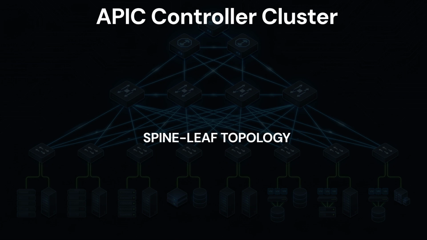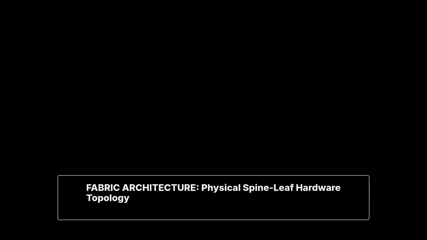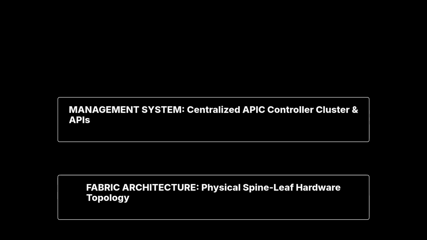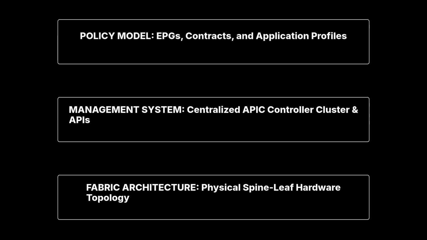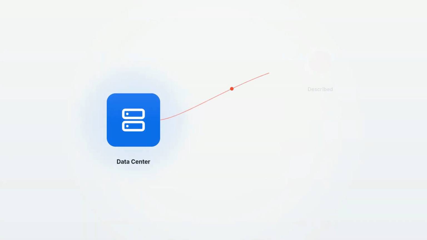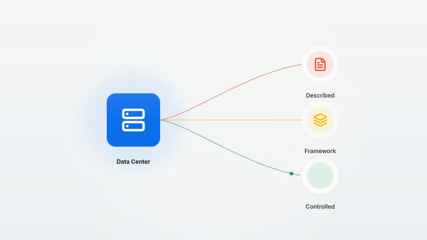Leaves connect endpoints. Spines handle high-speed forwarding across the fabric. The result is a design built for predictable east-west scale. When people talk about ACI, it helps to think about three layers at once: the physical fabric, the controller model, and the policy model. That's why ACI is more than just a switching topology. It's an operating model built on top of the network. At its core, ACI is a framework for describing, enforcing, and controlling how the data center should behave.